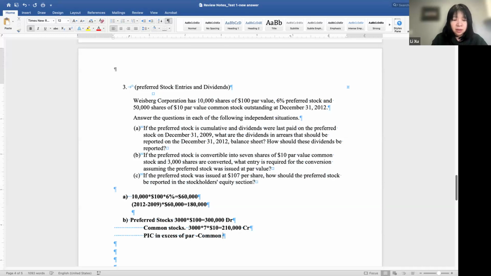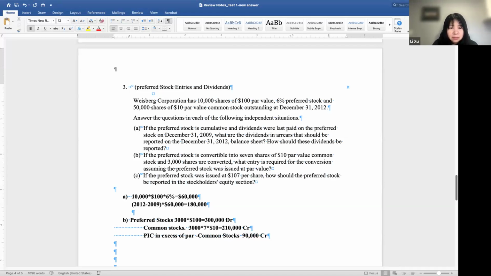Here I wanted to talk about another minor issue. If you have both preferred stock and common stock, when you use paid-in capital, please use a dash so you know what this paid-in capital is for. If you only have one, then you don't need to. For the journal entry, that's B.